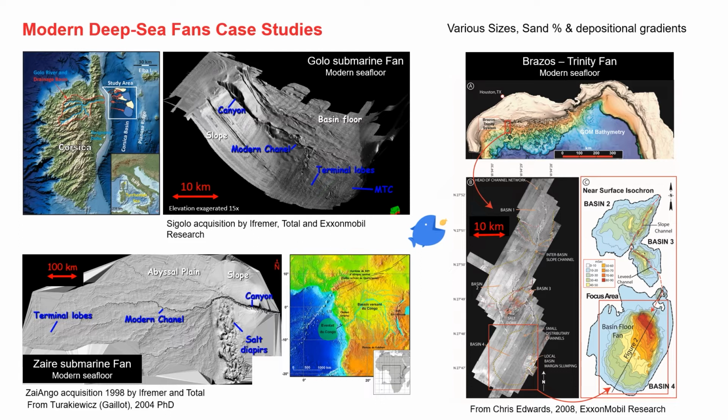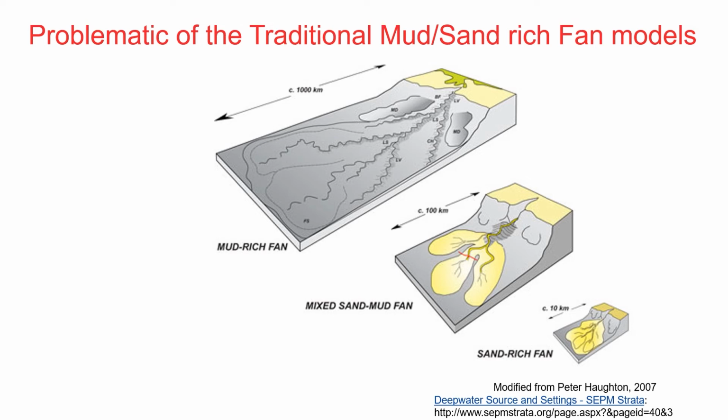There are submarine fans on modern seafloors that represent the traditional end members of the steep sandy fan, that's the Golo system, the large muddy fan from a passive margin, the Zaire example, and a mini-basin example, the Brazos-Trinity fan system. These examples could somehow fit in the categories of mud versus sand-rich fan models.